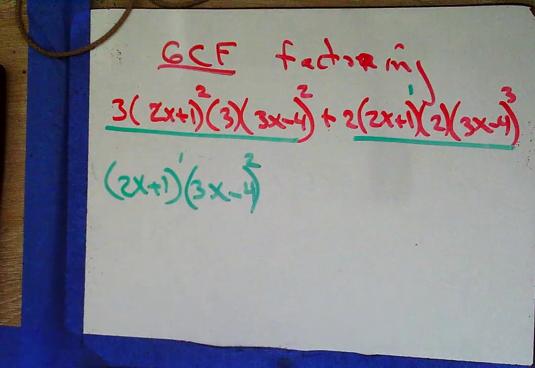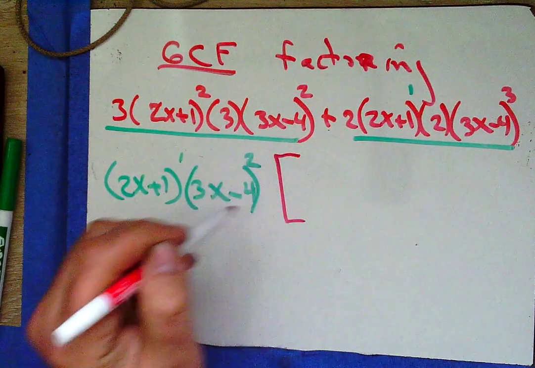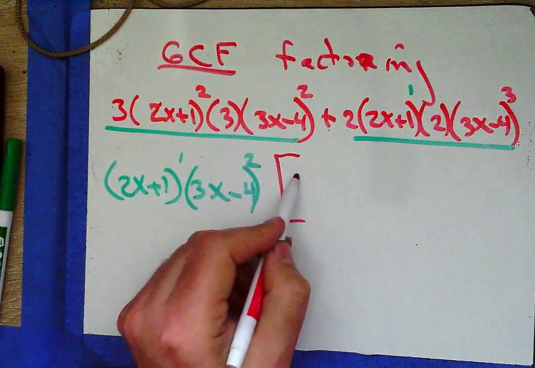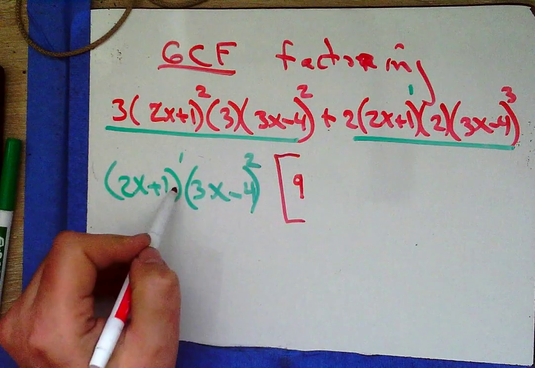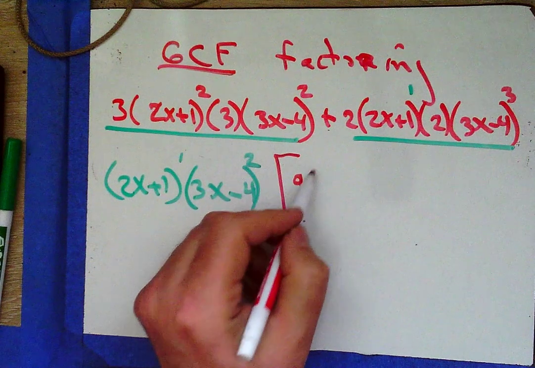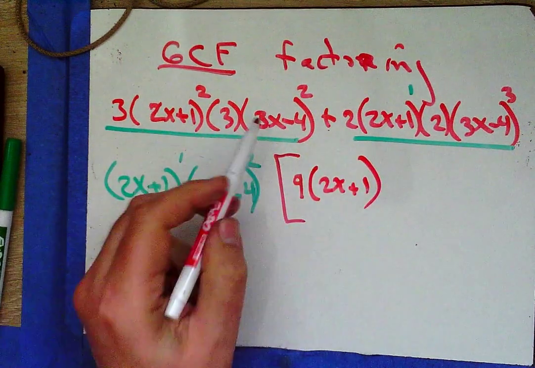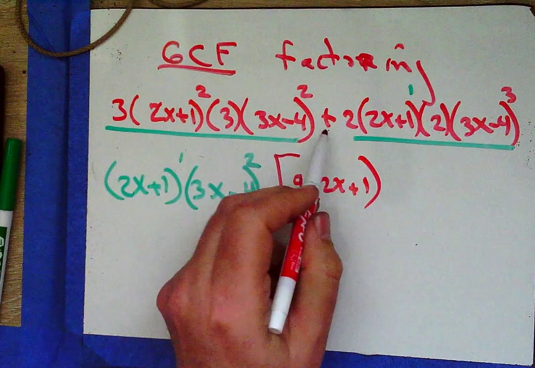Now, what about the stuff that's left over? After I factored those things out, what's left over? Well, this 3 is still there, this 3 is still there, so I have a 9. I took out 2x plus 1 to the first, but we had 2x plus 1 squared, so I still have a 2x plus 1. We took out 3x minus 4 squared, so that's gone. Now we have our plus sign.